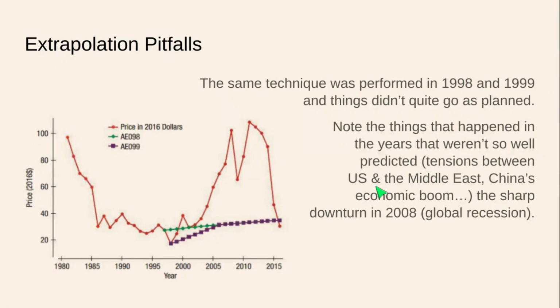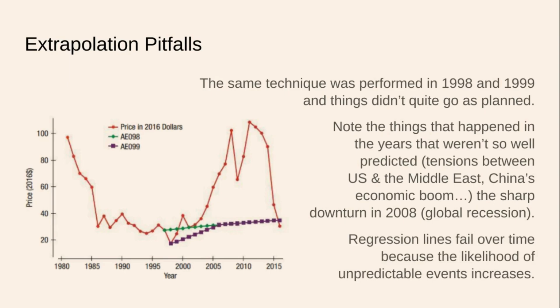And the Middle East is going to make oil prices do interesting things. China's economy really took off from the 90s into the 2000s, and that made for a major demand of oil, and that's going to break your regression line there. Also, there's a sharp downturn in 2008, and we know what happened in 2008. There was a global recession. So regression lines fail over time because of the increased likelihood of, ironically, unpredictable events.